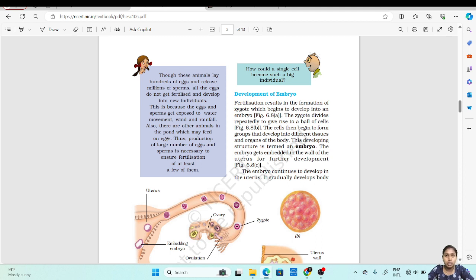What we have seen is once the male and female gamete fuses, it forms a zygote, and that process is known as fertilization. The development of embryo takes place after the process of fertilization and the formation of zygote. Fertilization results in the formation of zygote, which begins to develop into an embryo.